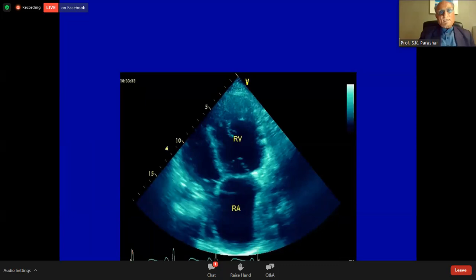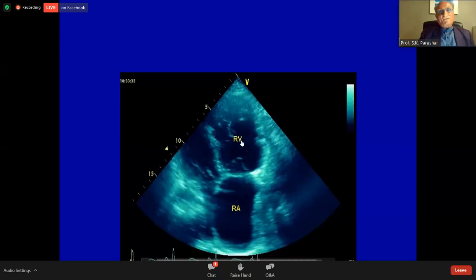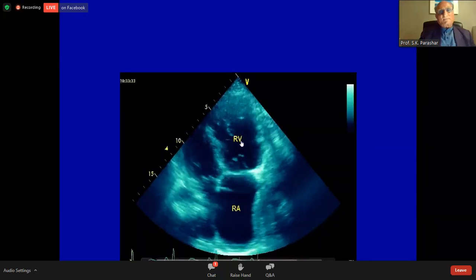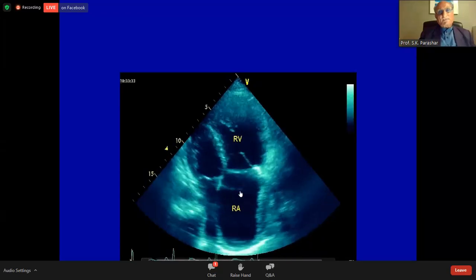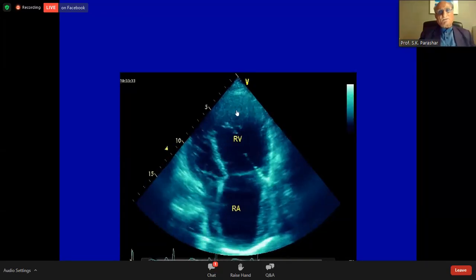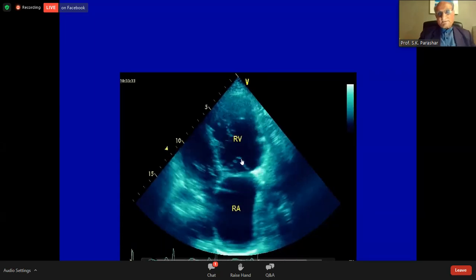And for example, here you see this is an advanced case of a right ventricular cardiomyopathy. Now, it is evident that there is a very severely depressed RV function, and even visually, we need not calculate various RV functions because it tells you that it is a very, very poor RV function.